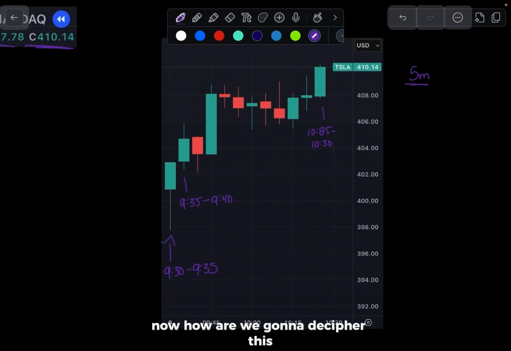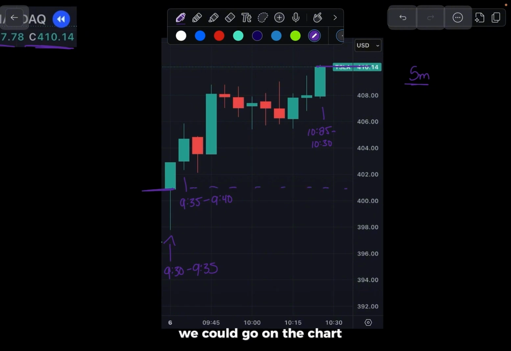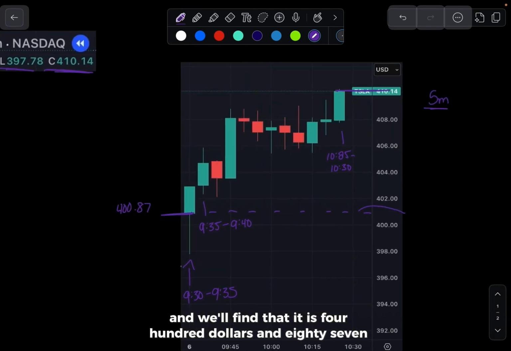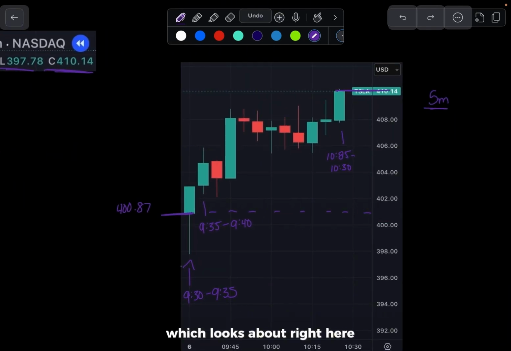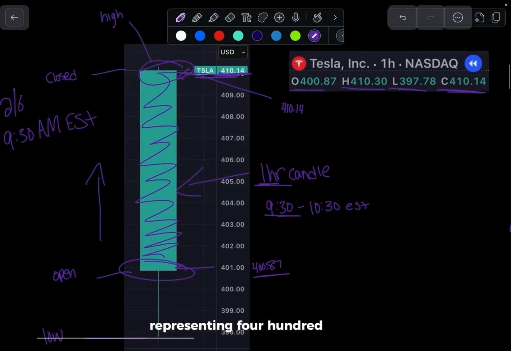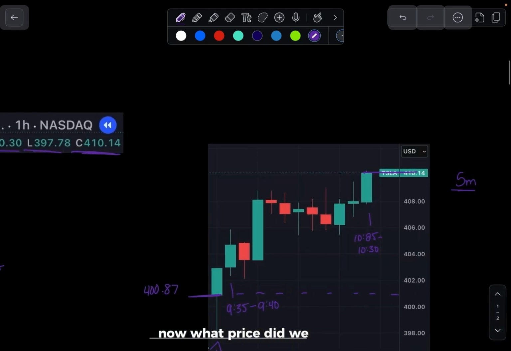Now, how are we going to decipher this? We know that the 1 hour candle opened at a price and closed at a price. Now, what prices were those? We could go on the chart and actually compare across to what the price would be, and we'll find that it is $400.87, which looks about right here. Now, this coincides with the open at 9:30, which is actually the same thing here, the open at 9:30, representing $400.87. Now, what price did we close at?